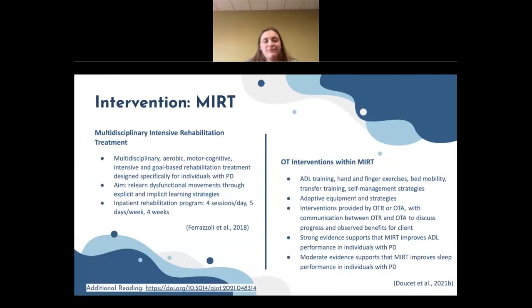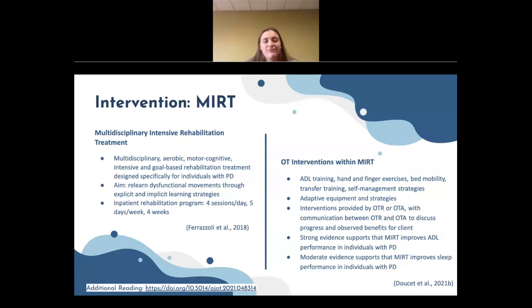Another intervention supported within the literature for individuals with Parkinson's disease is multidisciplinary intensive rehabilitation treatment. As described in the name, MIRT is multidisciplinary, aerobic, motor cognitive, intensive, and a goal-based rehabilitation treatment program designed specifically for Parkinson's disease. The goal of this program is to relearn dysfunctional movements resulting from the disease through the use of both explicit and implicit learning strategies.